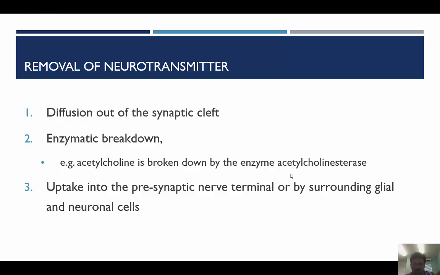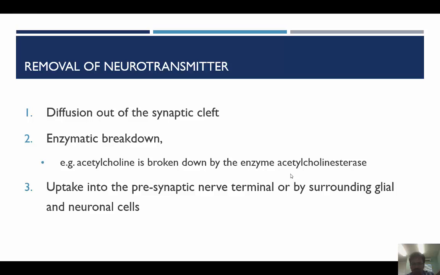The first is the simplest, and it's simply that the neurotransmitter diffuses out of the synaptic cleft, and there's no longer enough to activate the postsynaptic receptors. So simply by diffusion, eventually all the neurotransmitter removes itself from the synaptic cleft.